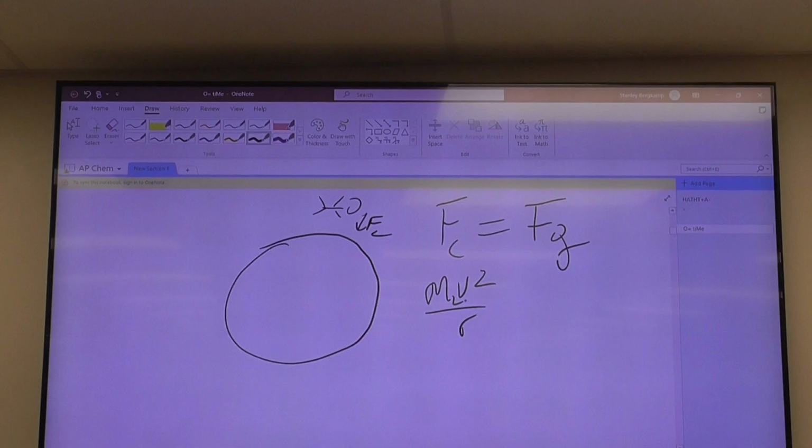And that's going to be the mass of Luke. It has to equal the gravitational force, which is going to be big G, mass of Luke, times the mass of the Earth over r squared.